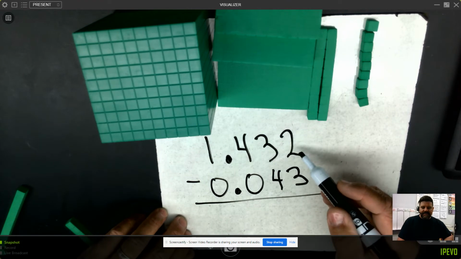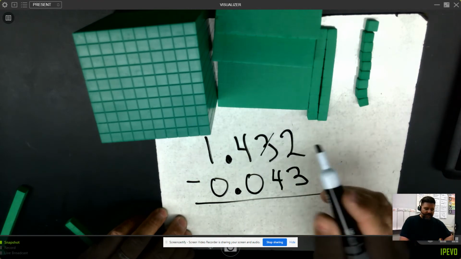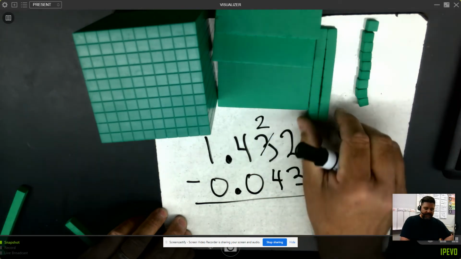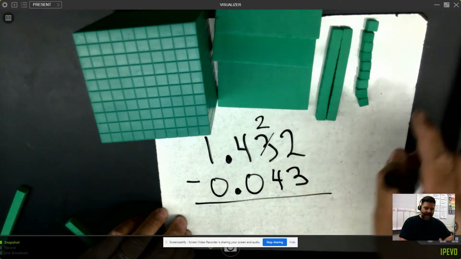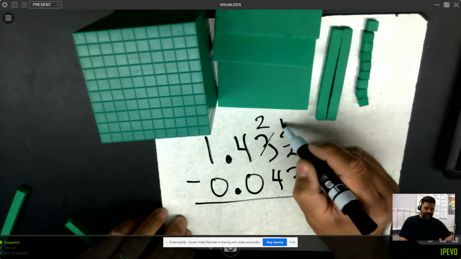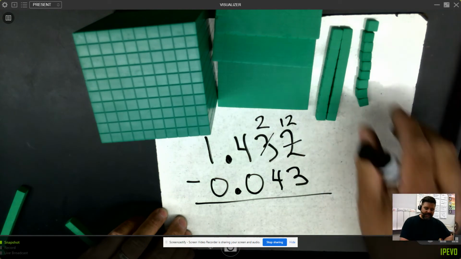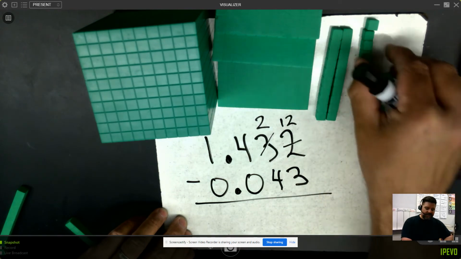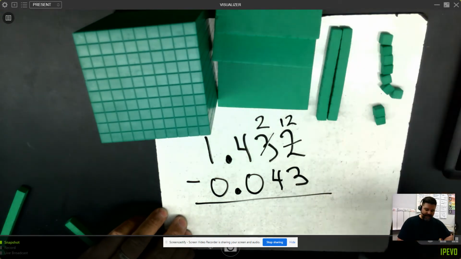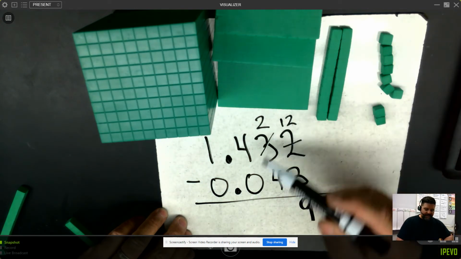On the traditional algorithm, it looks like this. 3/1000ths from 2/1000ths, we didn't have enough. We regrouped one of our hundredths, which left 2/100ths behind. Here they are. And then we added the 10/1000ths to the 2/1000ths to get a total of 12/1000ths. 12/1000ths take away 3/1000ths should be 2, 4, 6, 8, it should be 9/1000ths.